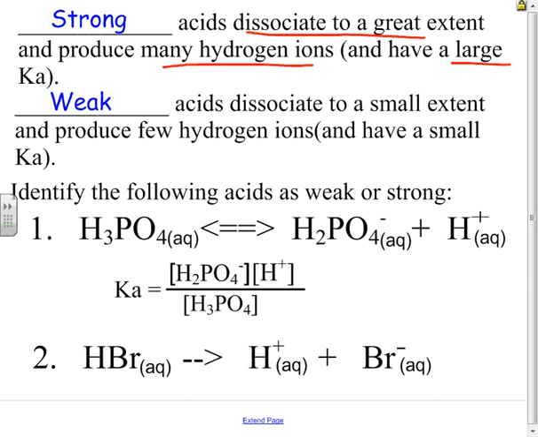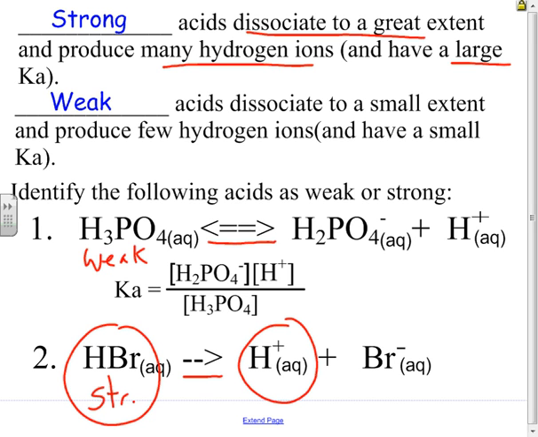So if I gave you a couple of different acids, you should be able to identify them as being strong or weak. The first one, given the double arrow, identifies it as a weak acid. The second one, having a single arrow, identifies it as a strong acid. This one, the strong acid, will dissociate completely, producing many hydrogen ions. It also will produce many bromide ions, but being an acid, we focus on that ion.